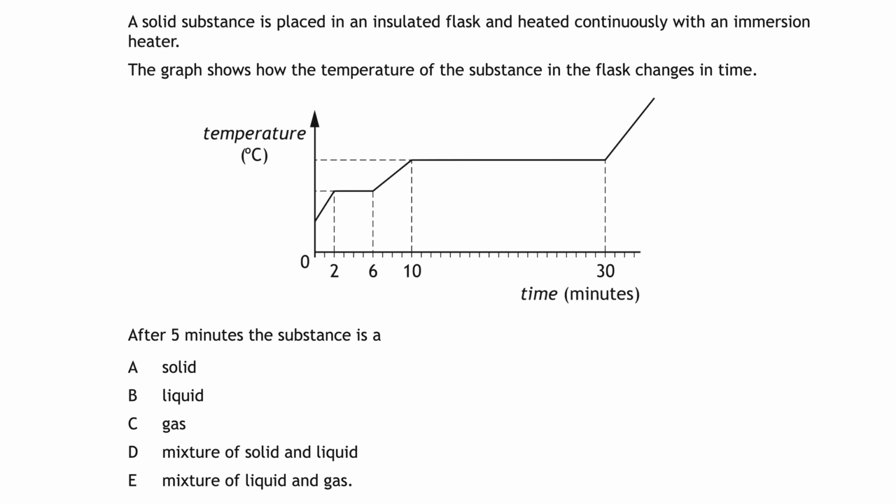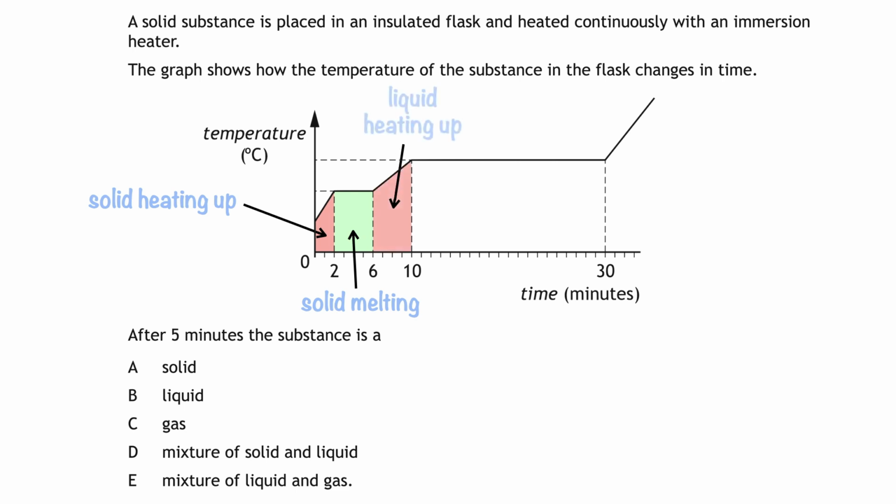So we know that the substance is a solid to start with, and from 0 to 2 minutes, the temperature increases, which means that the solid is heating up. From 2 to 6 minutes, the temperature is constant, which means that the substance is experiencing a change of state. At this point, it's melting. At 6 minutes, the substance will all be liquid, and from 6 to 10 minutes, the liquid is heating up. We have another region of constant temperature from 10 to 30 minutes, which means another change of state. The liquid is boiling this time. From 30 minutes, it's a gas, which, as we move to the right, is heating up.